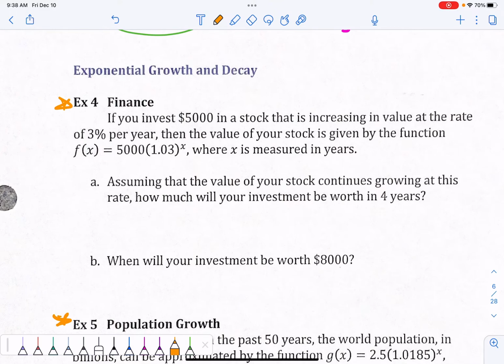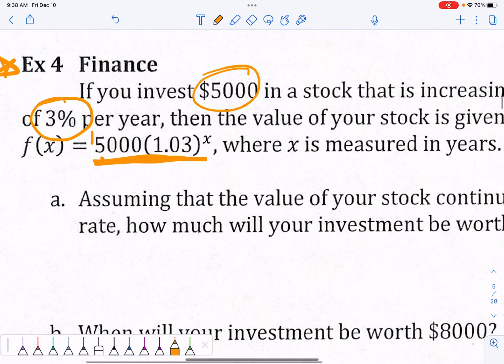So if you invest $5,000 in a stock that is increasing in value at 3% per year, this is what the function will look like. Okay, so let's break that down. 5,000 is going to be your starting value. That's like your principal value. I'm going to write that down. Principal. I think it's P-A-L. That's your principal value. And then 3% per year is what it's increasing by.